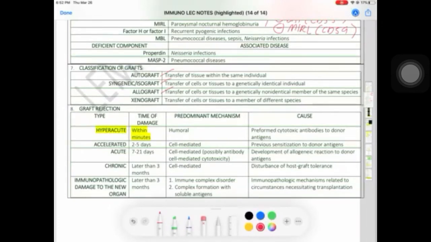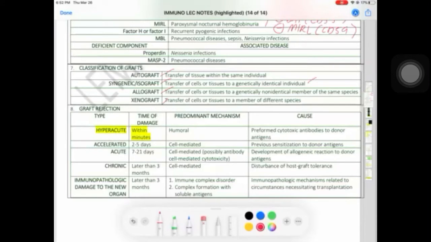So, the greater the difference, the greater the immune response. So, anong greater yung difference dito? Xenograft. Graft obtained from identical twins.